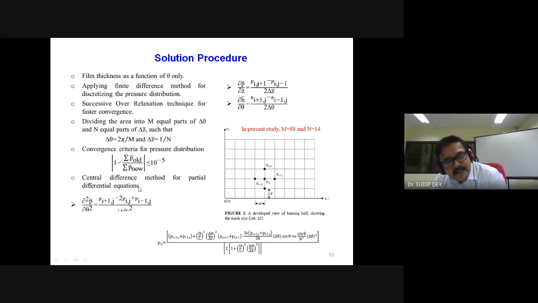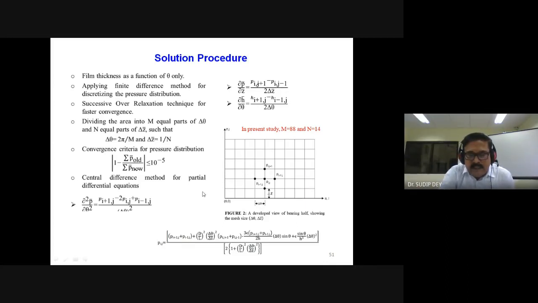Now, considering the central difference method for the partial differential equation, we have the first and second order derivatives, then del p by del z, del h by del theta. All these values we have, and in our case we considered m as 88 and n as 14. We have seen that this value is convergent, and this is the equation after solving. This is the combined equation wherein all the parameters are given, and we can get the pressure Pij. It is written in a very small font. Pij is nothing but the pressure at any nodal grid point ij.